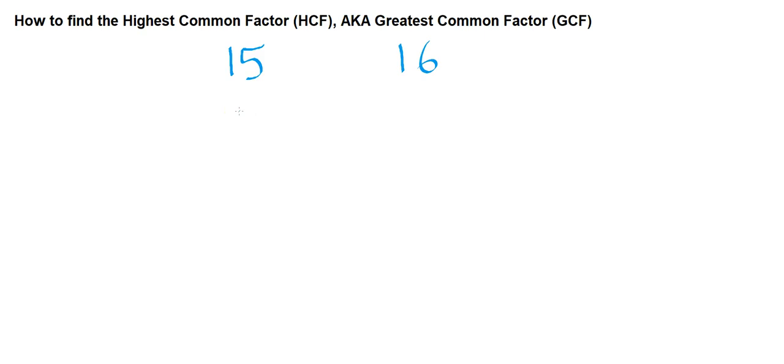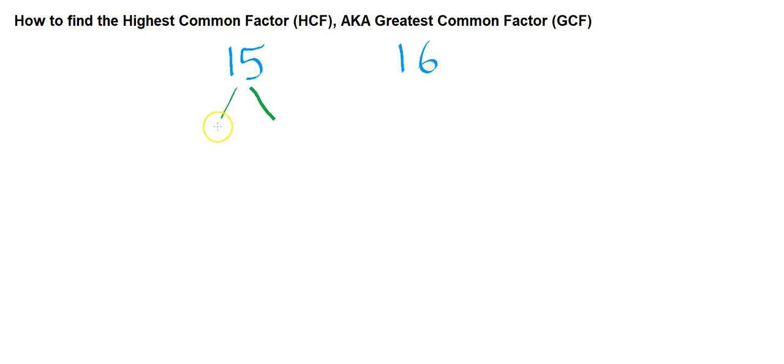Let's find the highest common factor, or the greatest common factor, they mean the same thing, of 15 and 16. And we're going to use our method of prime factorization, so we're going to make prime factorization trees. So we do it like this. What times what is going to be 15?